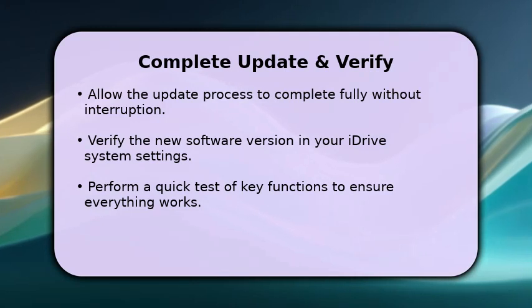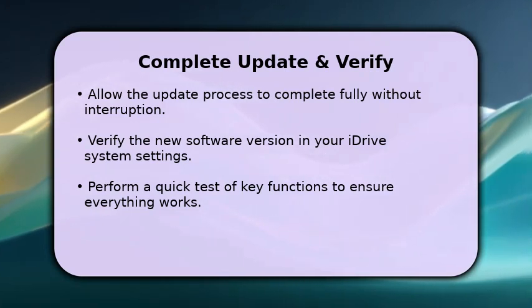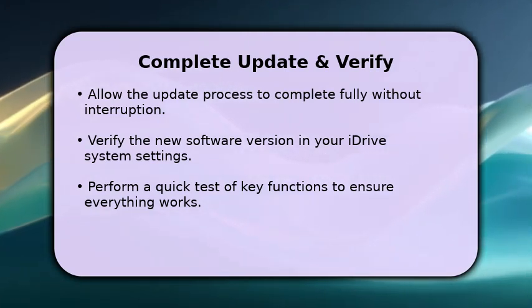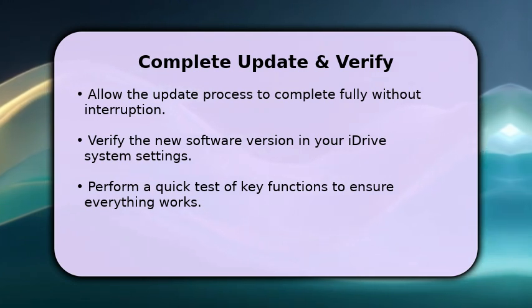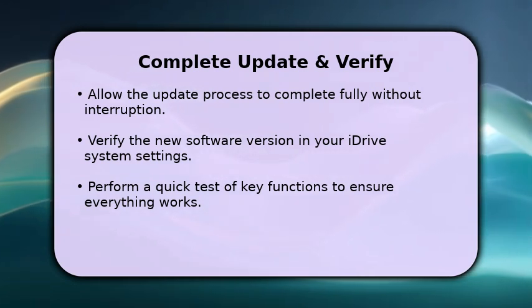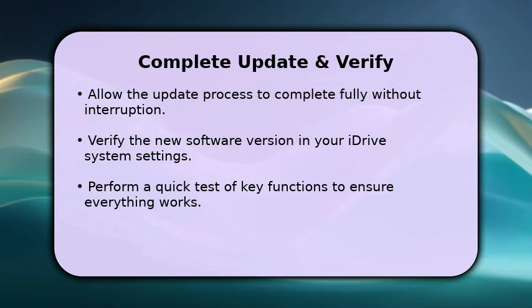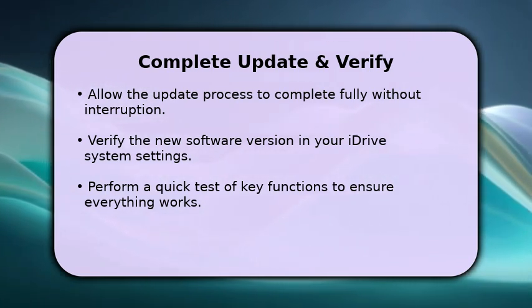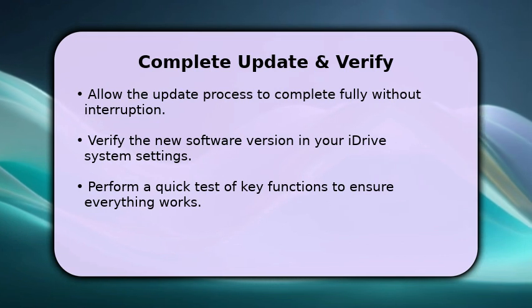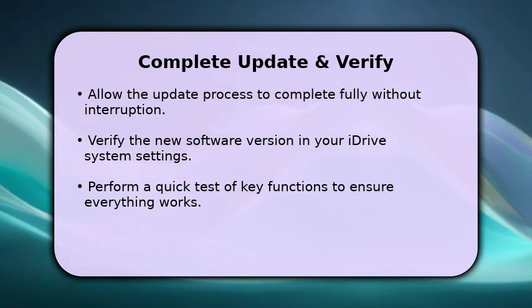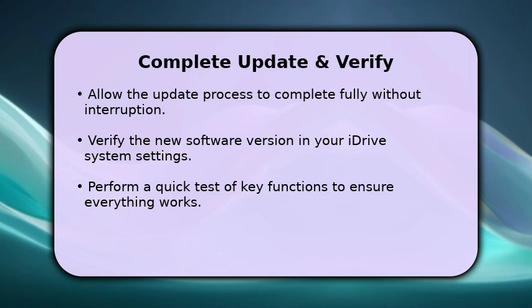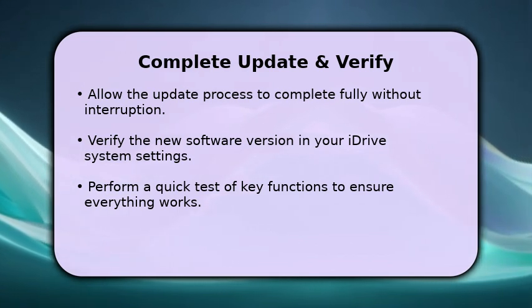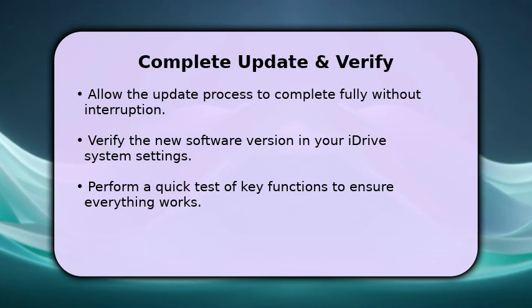Once the update is complete, your BMW X3 may restart its iDrive system. It's crucial to allow this process to finish entirely without interruption. After the system reboots, navigate back to the Software Update menu to verify that the new version number is displayed. Finally, take a moment to test key functions like navigation and media to ensure everything is working correctly. Enjoy your updated BMW X3.